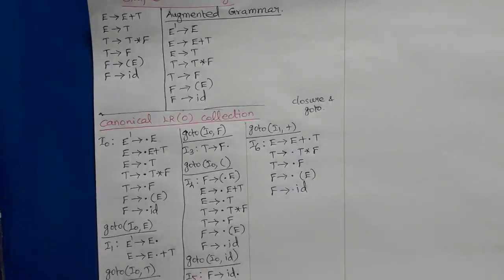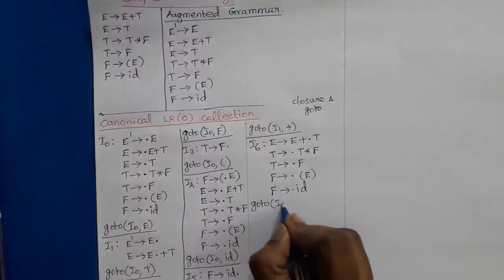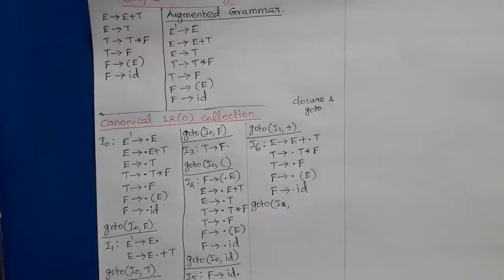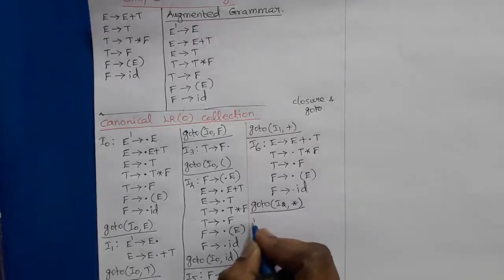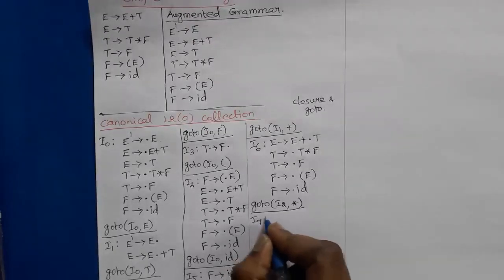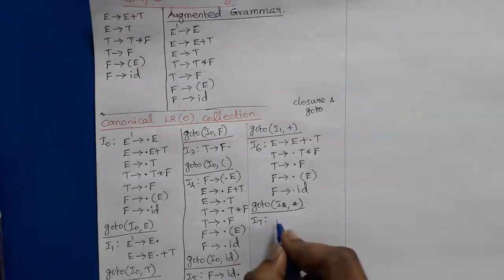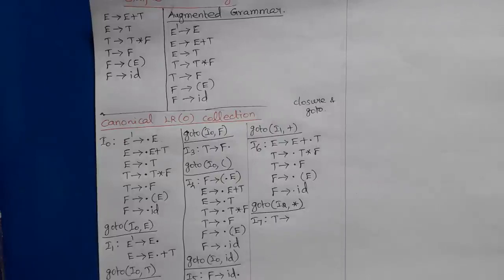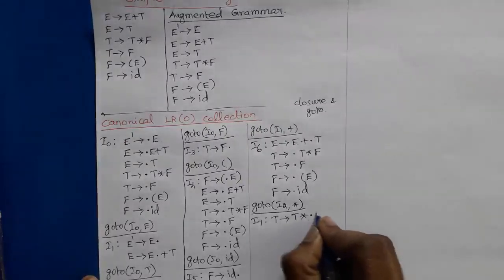In I2 here dot is at the end of the production, so no need to do anything. Here dot is in the middle, so we have to go to I2. Item number is I2 and the grammar symbol is star. Grammar symbol means it may be a terminal or non-terminal. We have to do go to for both the terminal and non-terminal. So the new item is I7. I7 is T tends to T dot followed by star in only one case. So T tends to T star dot F.